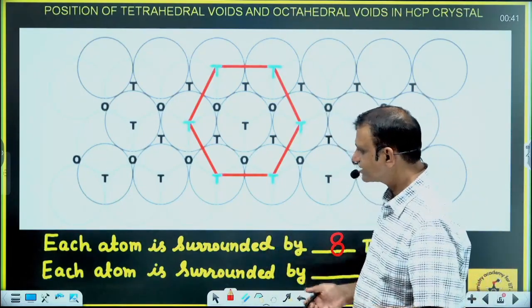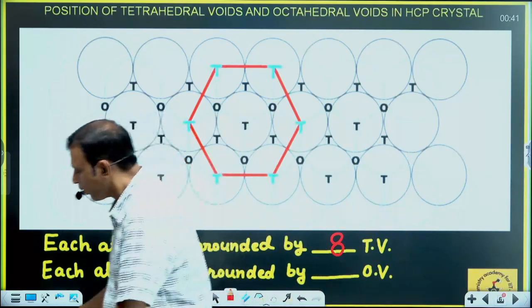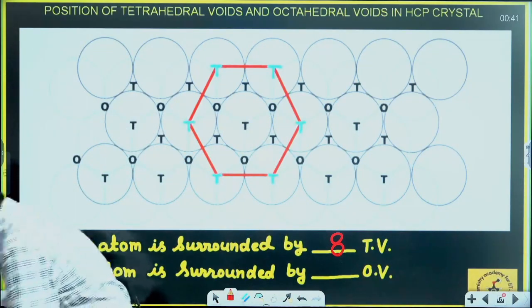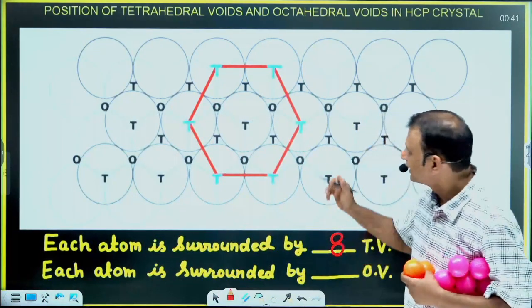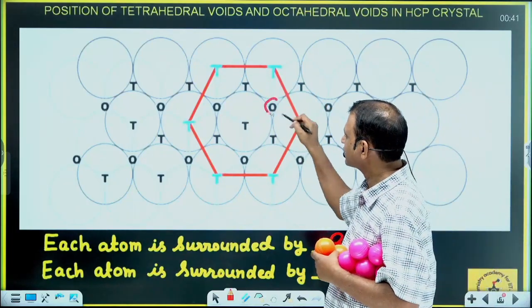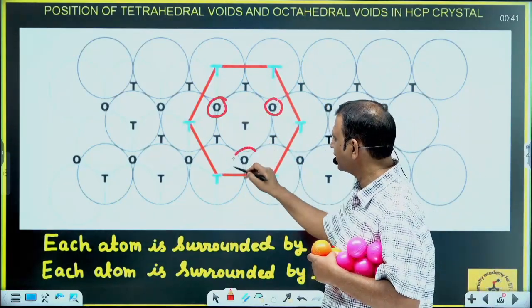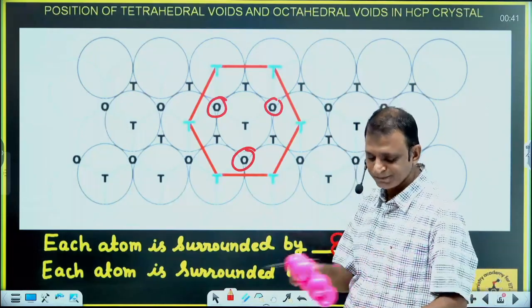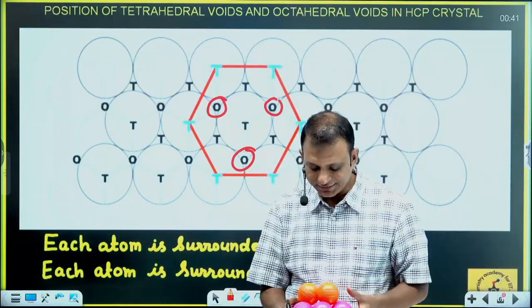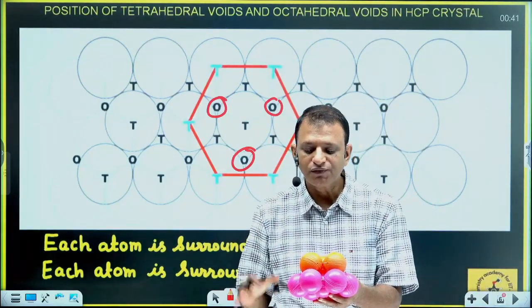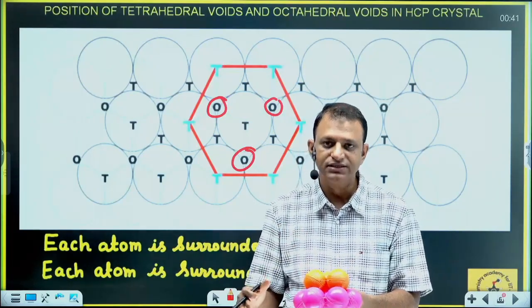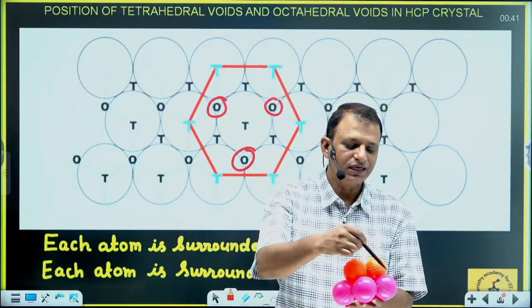Similarly, if we discuss the position of octahedral void, right? First we are going to see that in this diagram, this is an octahedral void, this is an octahedral void, and this is an octahedral void, right? So here we can see what the positions of octahedral void are that we can discuss, right? So this is a triangle, right?